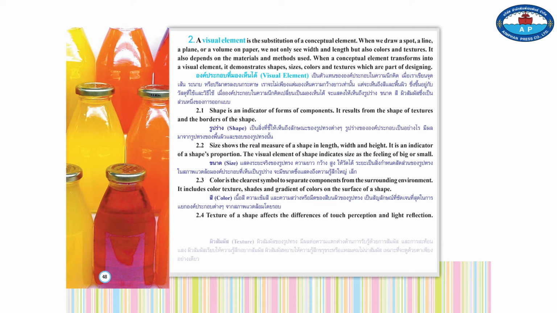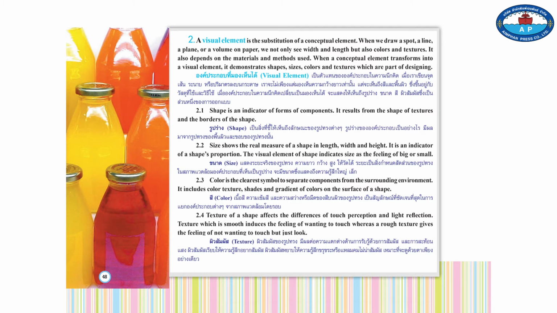2.4. Texture of a shape affects the difference of touch perception and light reflection. Texture which is smooth induces the feeling of wanting to touch, whereas rough texture gives off the feeling of not wanting to touch, but just looking.